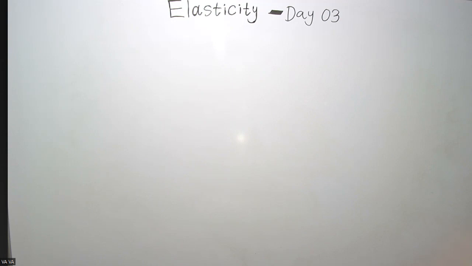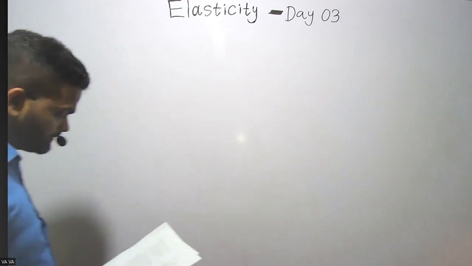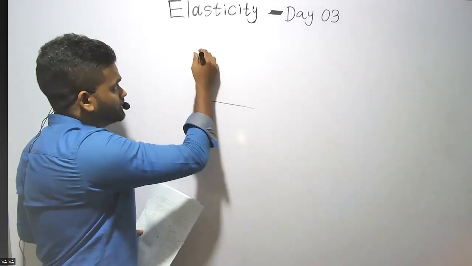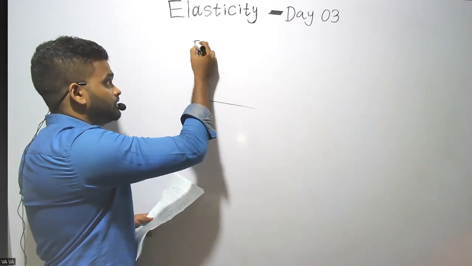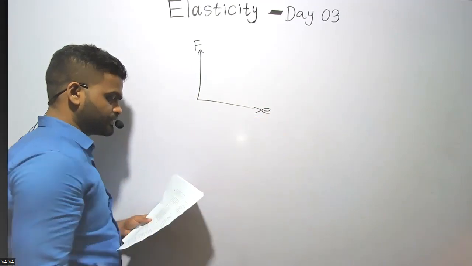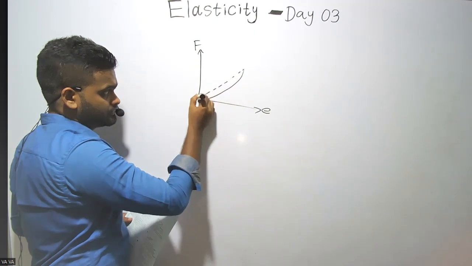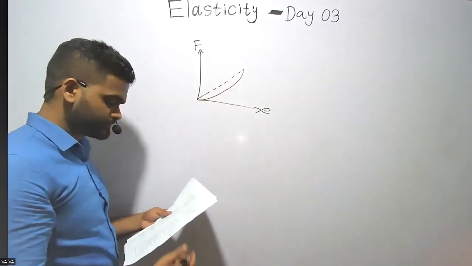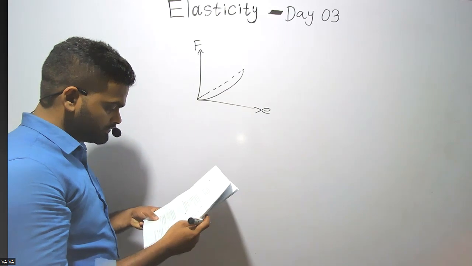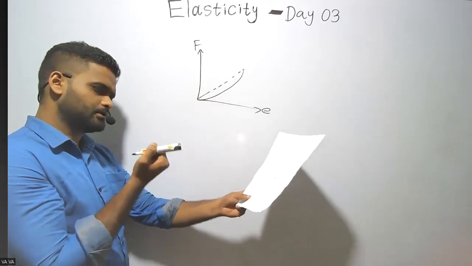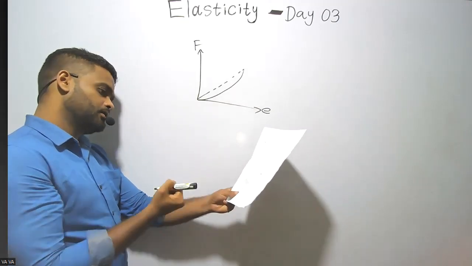51. Try that and send me the answer in the chat box. 51. That is not a hard question. Right, so we've been given a graph, force here, extension here. The graph is like this, right? Graph is not linear. So this is the graph when you extend a strip. It is a rubber strip, they say, right?